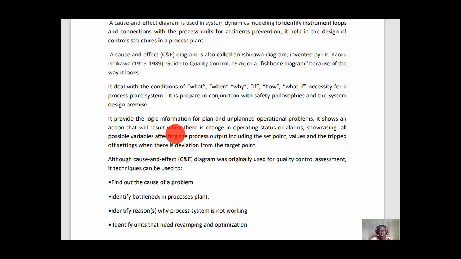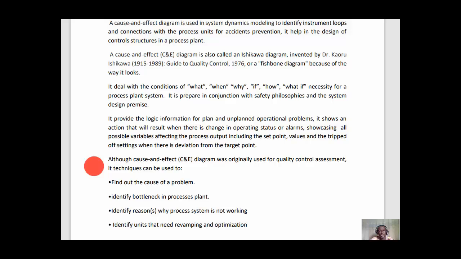It provides the logic information for planned and unplanned operation problems. It shows an action that will result when there is change in the operating status or alarms, showcasing all possible variables affecting process output, including the set point, values, and the trip offsetting when there is deviation from the target point.